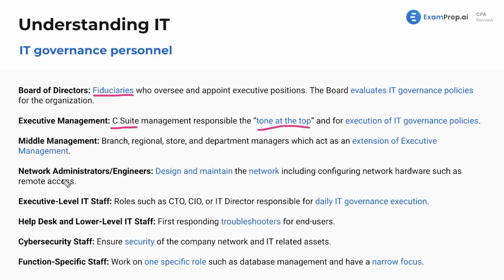What about network admins or engineers? Well, here's where we're getting into more specific IT related positions. If you work in a company or a role, or you're familiar with this, then great, that'll definitely help you. For them, you need to know that they design and maintain the network. That's what they do, including configuring network hardware such as remote access.